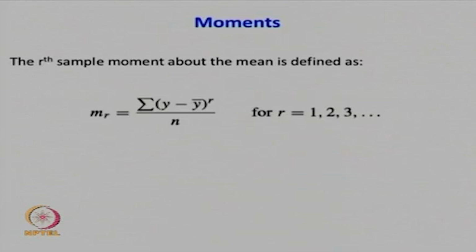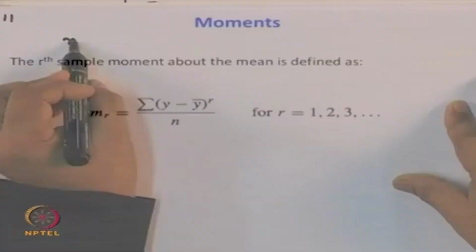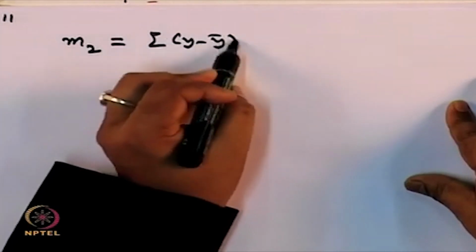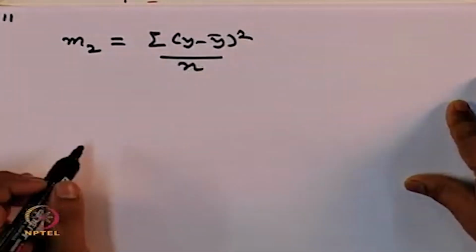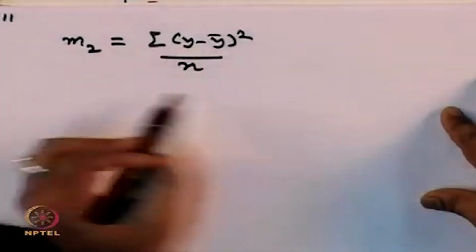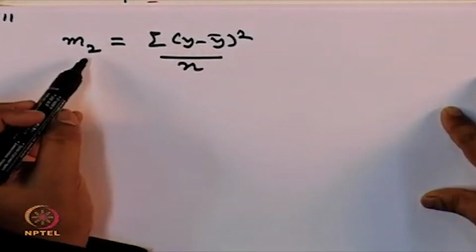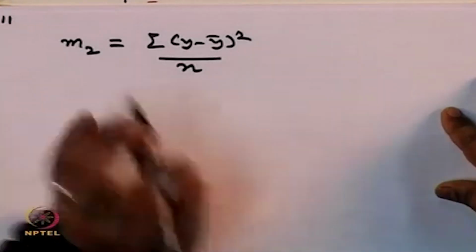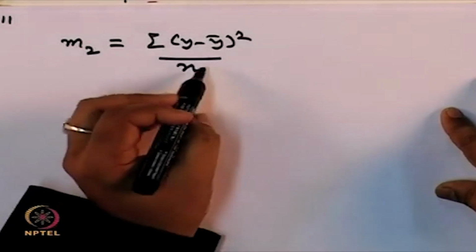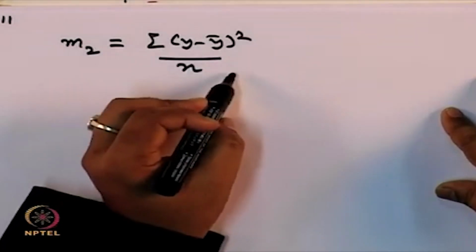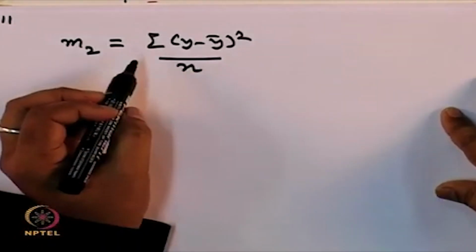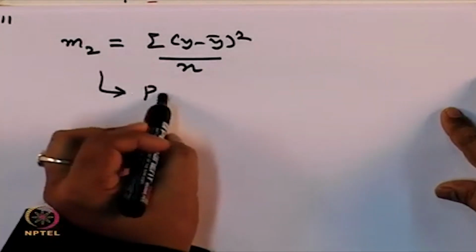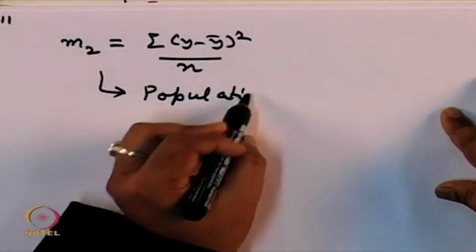This obviously brings us to the second case: what is the second moment about the mean? This would be defined by the sum of (y minus y bar) whole square by n. As you can see, if this was for a population, m2 is nothing but variance. So m2 is variance. I am going to make that approximation, because if it is for a sample, then you have to use n minus 1, but this is very simply equal to the variance. So m2 is the population variance.